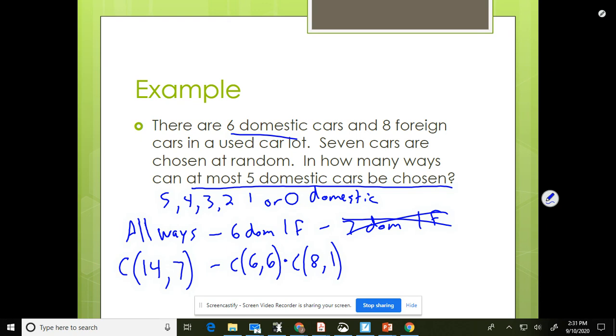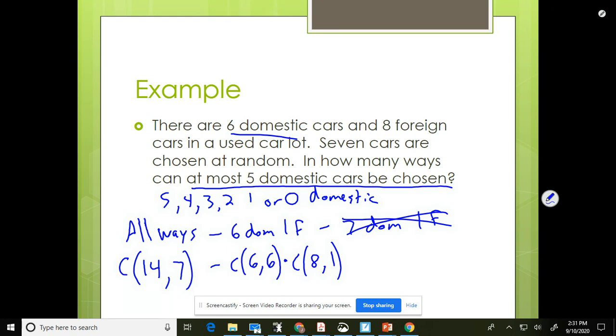So 14, 7 takes a minute. 6, 6 is just 1. 8, 1 is just 8. So the 14, 7, whatever that is, minus 8. That's how many ways at most 5 domestic can be chosen. Those are the ones that get tricky. Those are by far the hardest ones you guys, I think, will see in this section, along with then deciding is it combination or permutation.